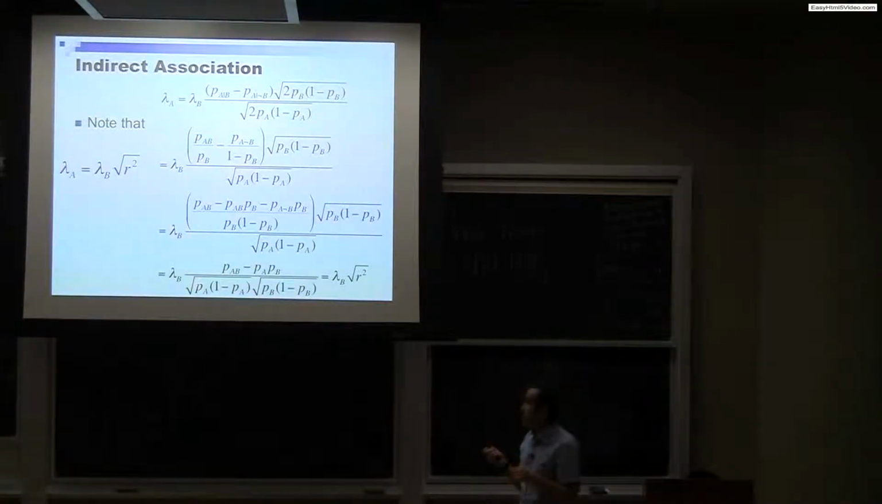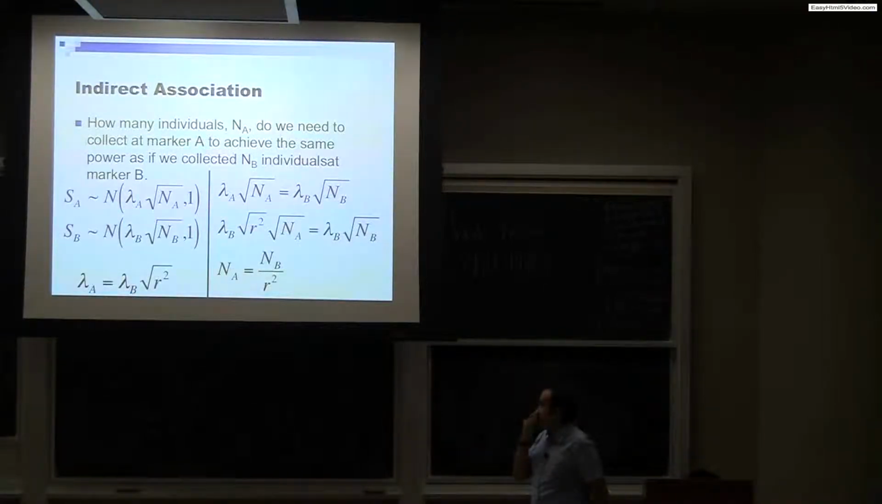So what does that tell you? That tells you that lambda A is going to be equal to lambda B times basically R, okay? So what if they're perfectly correlated? What will R be? 1. And so these two values will be exactly the same, meaning that the association of one will be the same as the other. What if R is 0? Then what will lambda A be? 0. Okay. What if R squared is 0.8? Then R is 0.8, and it'll be 0.8 of this guy.